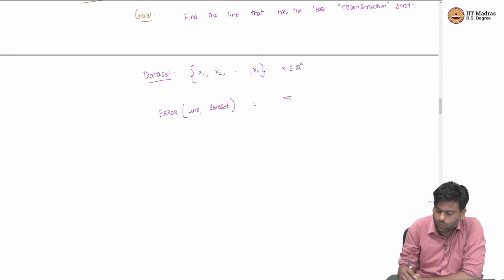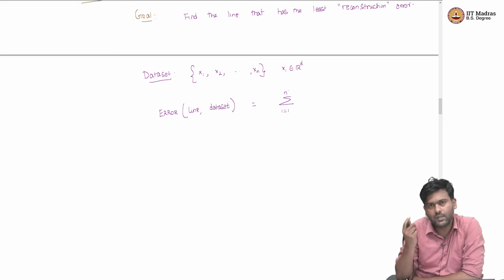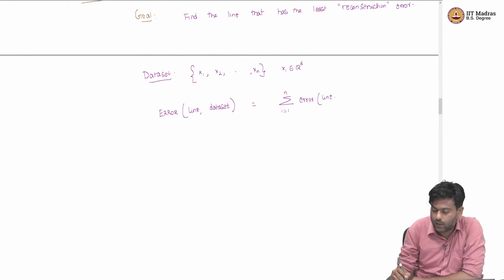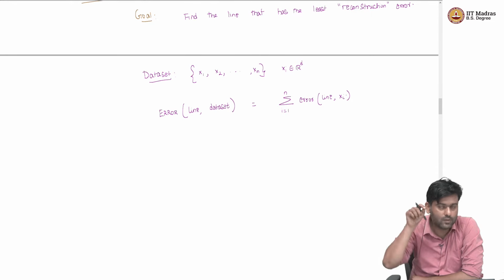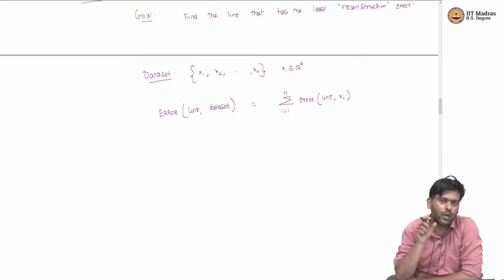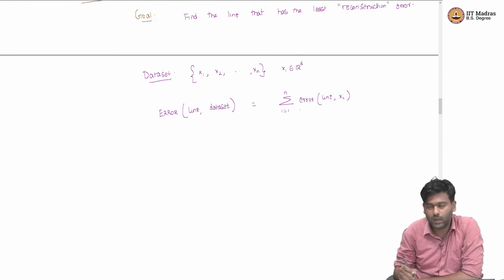Well, basically what you need to do is sum up the errors for each of the data points. Your data set has n data points, so you sum up the error incurred by each of these data points along the line, right? This is for a given line. If I give you a line, you can measure its performance as the error that the data set incurs on this line, by summing up the error for each of the data points.